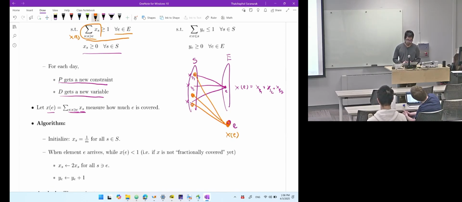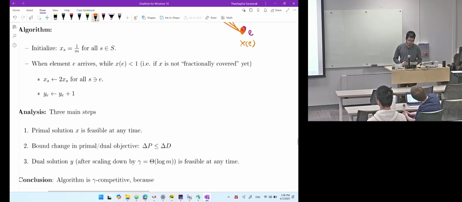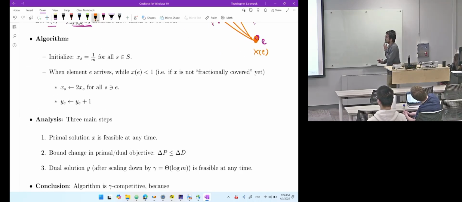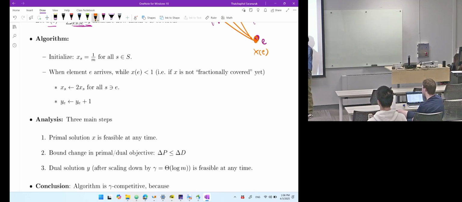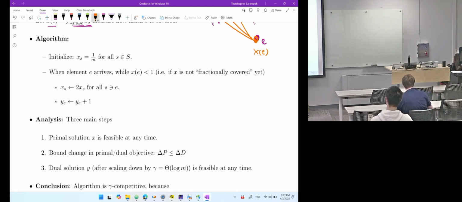And here are the steps for analysis. First, we can see that the solution is feasible at any time, and that's clear. We just keep doubling until it's satisfied, right? So the primal solution is feasible. Next, we're gonna say that the change in the cost of primal is at most the change in the cost of dual, similar to before.